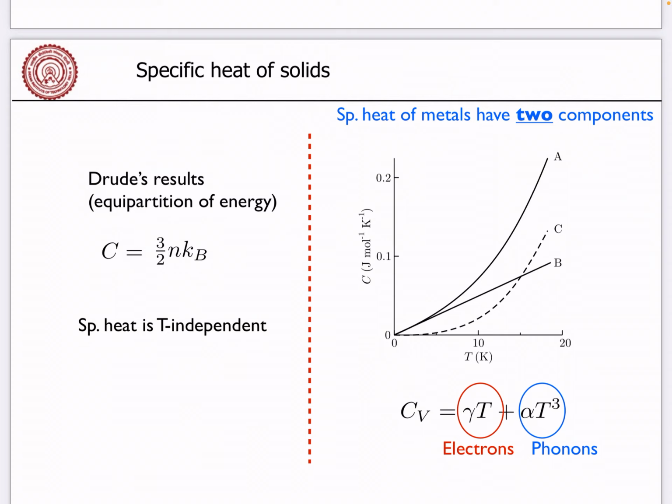And this A, as I discussed in the earlier classes, can be broken up into two components, right? One is the linear component, which is B, and one is a cubic component in T. The curve is shown as C, right? So these are the two components, and as you have seen from Sommerfeld's free electron theory, we have figured out that the linear component is due to the electrons, which is now gamma T, right? The other component, which is the T cube term in the specific heat, turns out to be due to phonons, right?